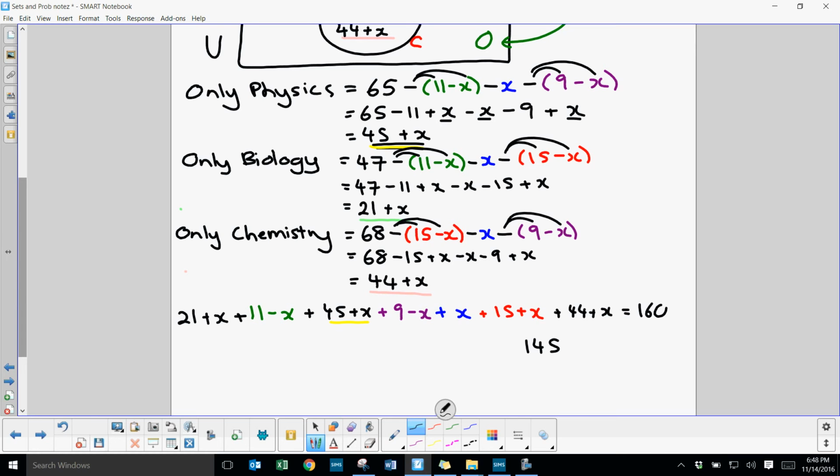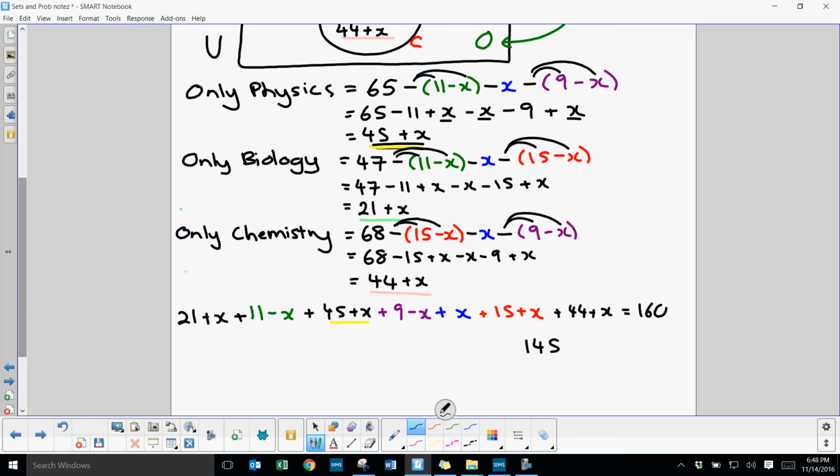Because let's see, 44 plus 15, that's 59. 59 plus 9 is 68. 68 plus 45 is 113. 113 plus 11 is 124. 124 plus 21 is 145. That's kind of how you can do it in your head.